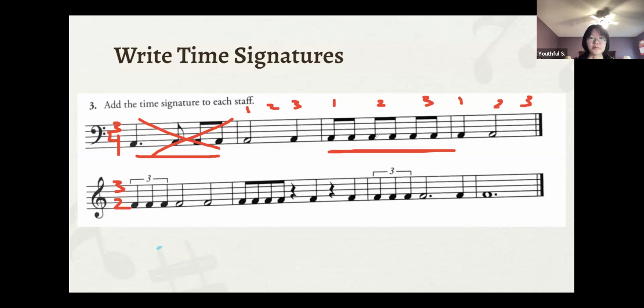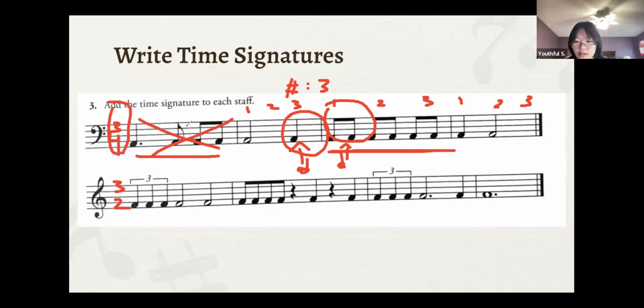So try to look at the simple measures, and then once you have the number of beats, so you know that the number is 3 beats, then look at what type of note is 1 beat. So here, this is 1 beat here, and this is 1 beat here. So you can look at these two, and then oh, this beat is a quarter note and this beat is also a quarter note. So that tells you that the bottom number is a 4. So then you can write out your time signature.